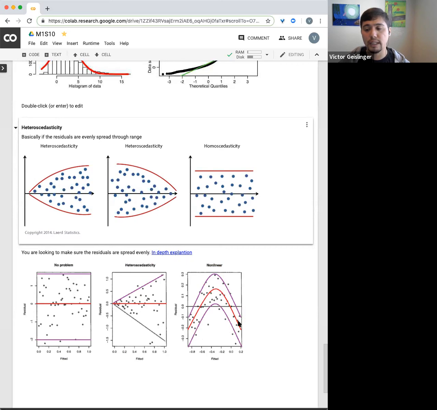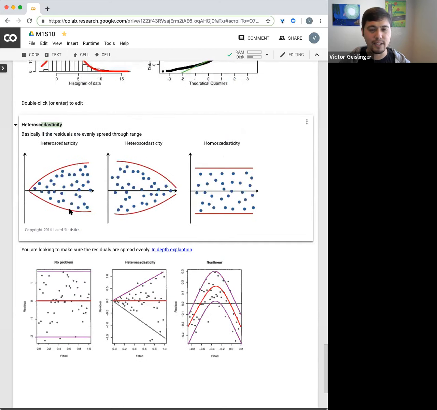Same thing here for a nonlinear pattern. This might happen because there's a different kind of structure to the data, that it's not linear. But this heteroscedasticity is kind of a big one. That's kind of subtle, and I have a little story to explain where this comes from.